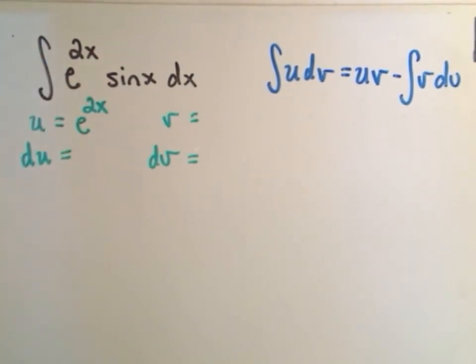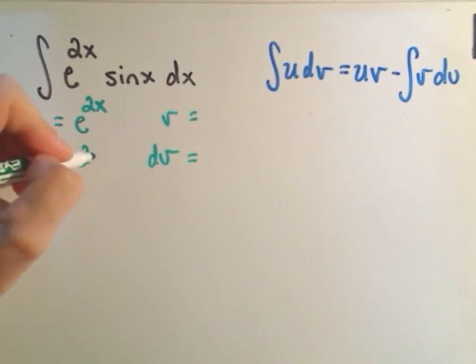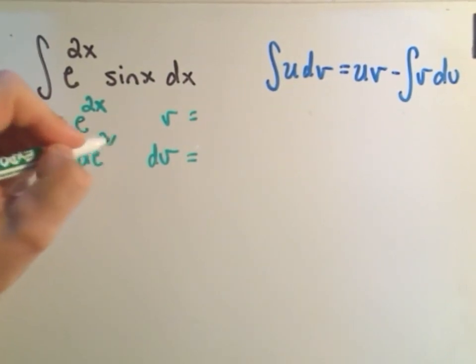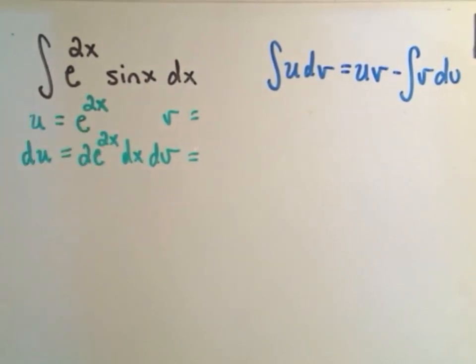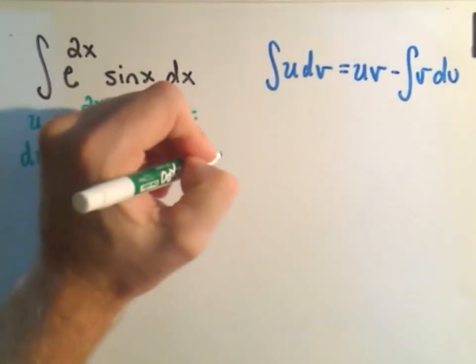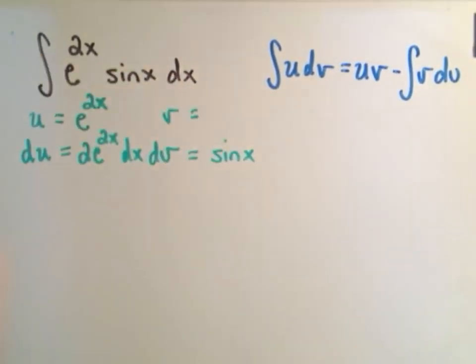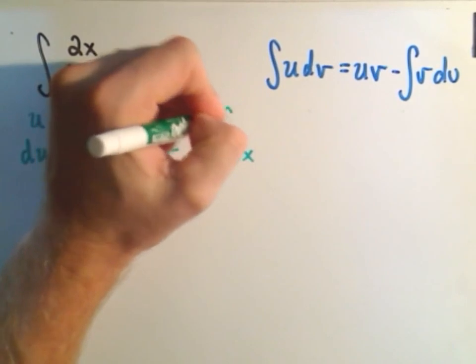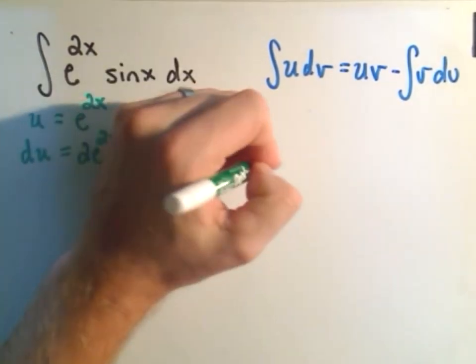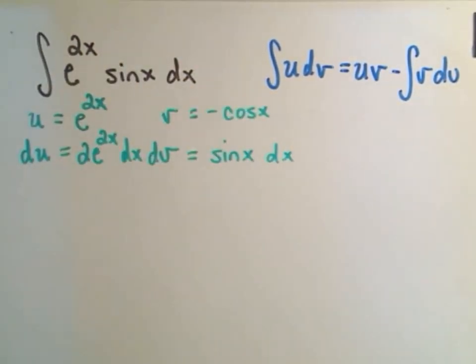So I'm going to let u equal e to the 2x. Again, by the chain rule, we've got to multiply by the derivative of the upstairs part, so we'll get du equals 2e to the 2x dx. Our dv, we'll simply let that be sine x. And if we integrate sine x, we get negative cosine x. I guess technically I should tack the dx onto the dv part.